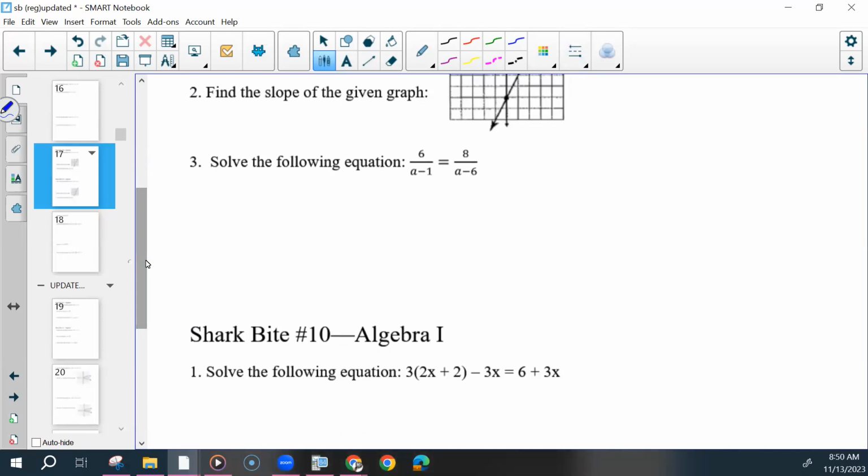So for number 3, we're solving. We have a fraction that equals another fraction, so we are going to cross multiply. So 6 times a minus 6 equals 8 times a minus 1. Distribute on both sides.